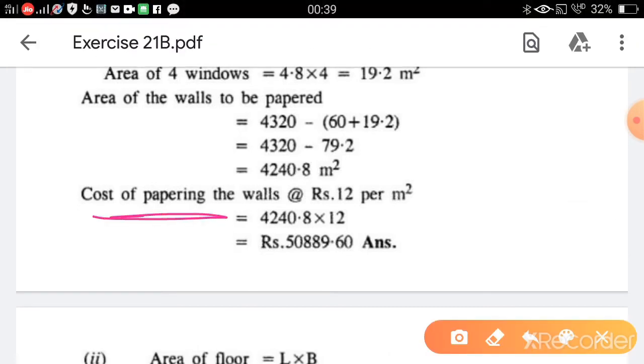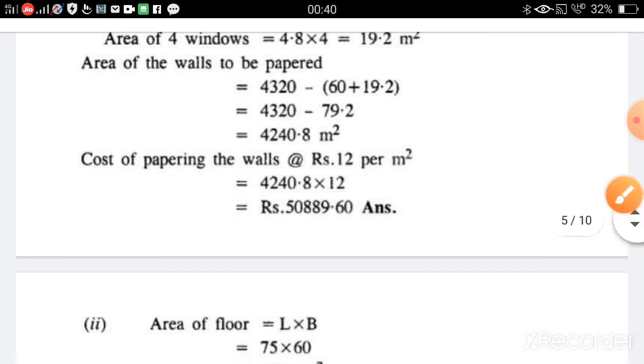Now we have to find the cost. Cost of papering of the walls will be at 12 rupees per meter square. So 4240.8 multiplied by 12. Do the multiplication, and the answer will be 50,889.60. This is the answer. This is the cost of the papering.